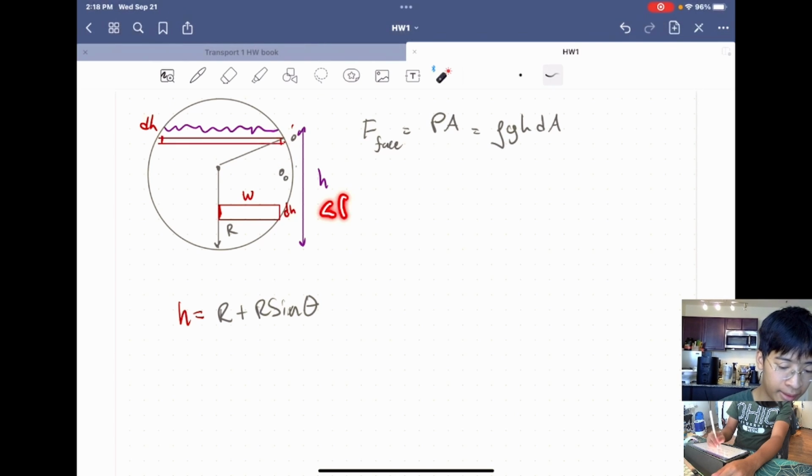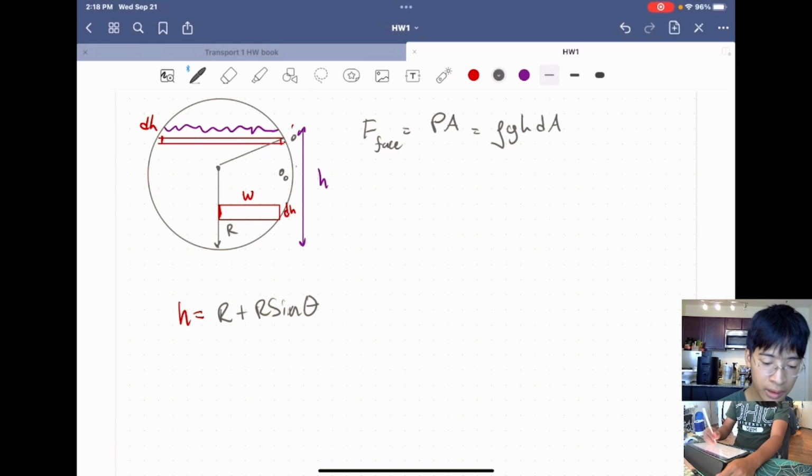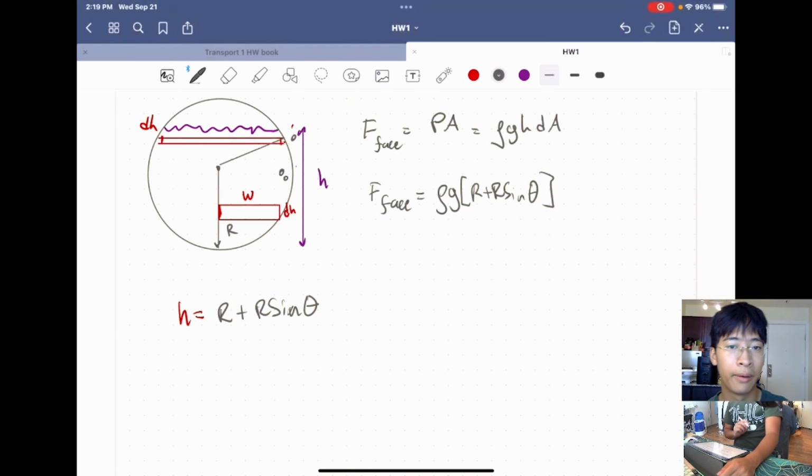If our theta is less than 0, well, it's very convenient because our sine term becomes negative. So now we will have r minus some height of this triangle, right? So this is a rather convenient way to model our height. So we now say that the force of the face is equal to rho g h, where h is r plus r sine theta. Let's split open our differential area term.